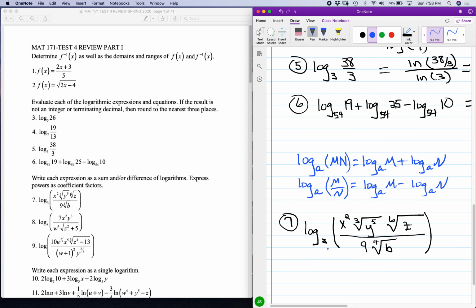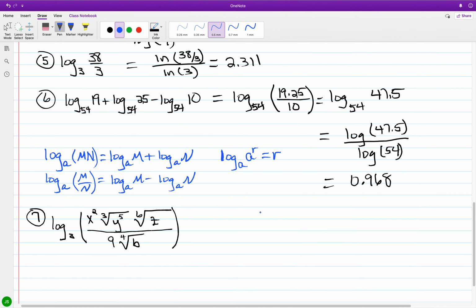Okay, for numbers 7 through 9, it says to write each expression as a sum and or difference of logarithms, and to express powers as coefficient factors. Now, for number 7, there are some properties to look at. If you have a match between the exponential and the logarithmic bases, like the base A logarithm of a to the r, this would just go to the power.